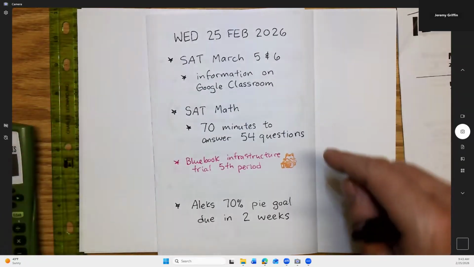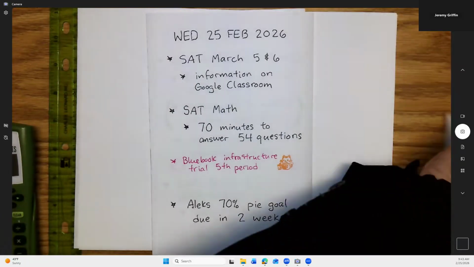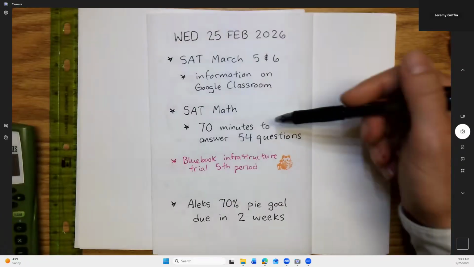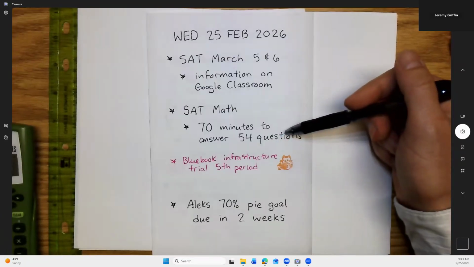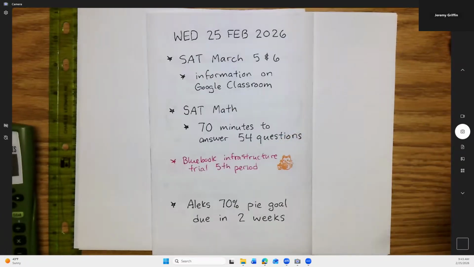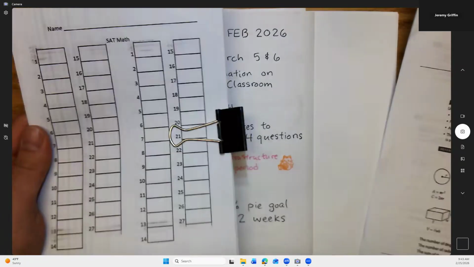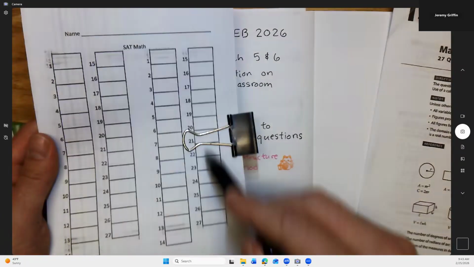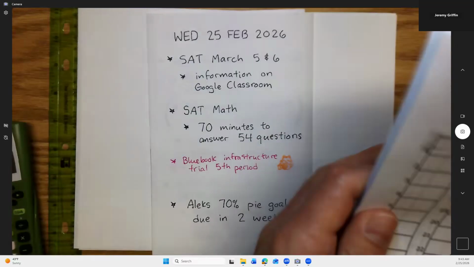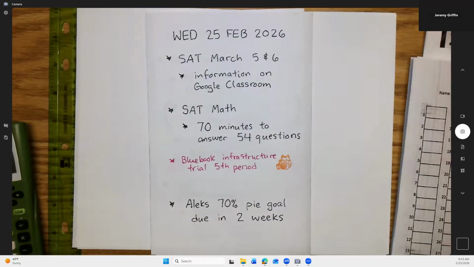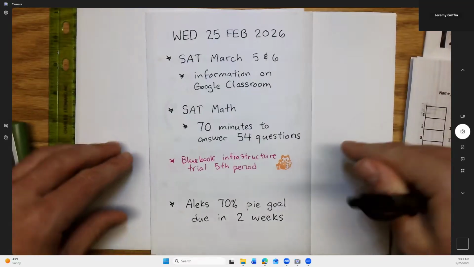For the last couple of days, you've been going through this SAT math packet. There are two modules, but collectively there are 70 minutes to answer 54 questions. So we're going to go over the solutions. You've been keeping track of your answers on this grid page, 27 questions, 27 questions. We'll go over however long it takes. Make sure you're taking notes on your paper. It's good for your brain.